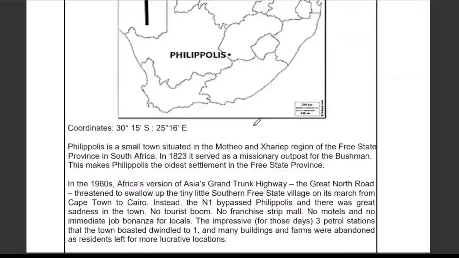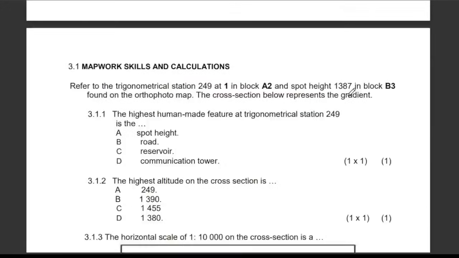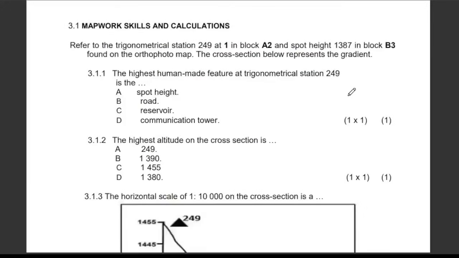You cannot ignore the map information as you are doing the map question because there are some questions that might be asked based on the map information which is provided. And then let's go to our questions. Right. The first question is saying, the highest human-made feature at trigonometrical station 249 is the highest human-made feature at trigonometrical station 249.